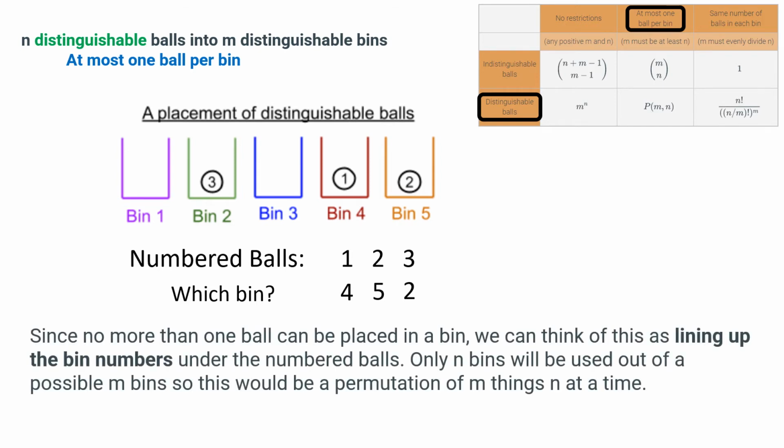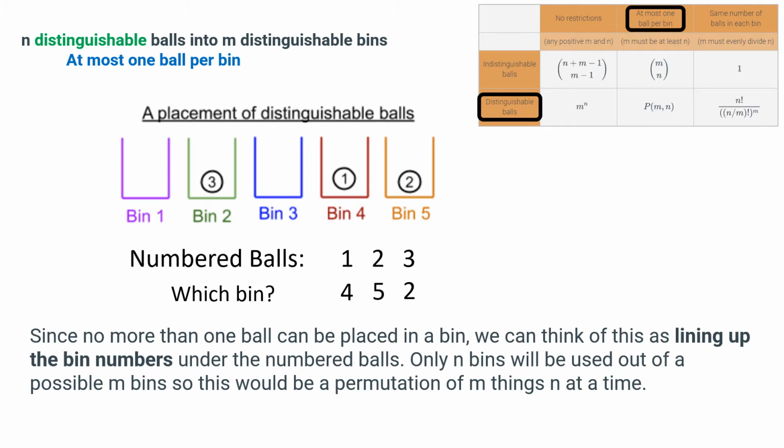Well, if you think about it, if I had a 4th ball, I'm not going to be able to put it in any of those bins that already has one, because we can only put at most 1 ball per bin.